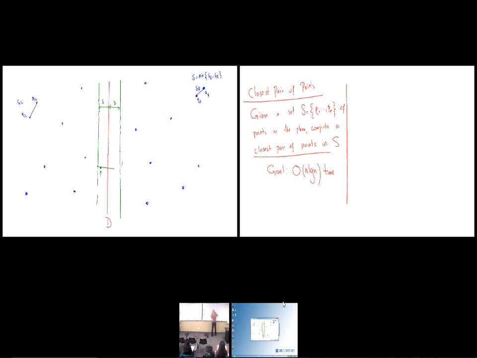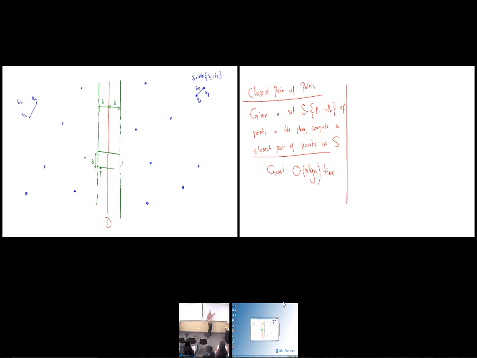By taking vertical distance delta here, the vertical dimension of this rectangle is delta, and its horizontal dimension is, what's its horizontal dimension? 2 delta. So it has to live here for sure, otherwise I'm not interested in it.